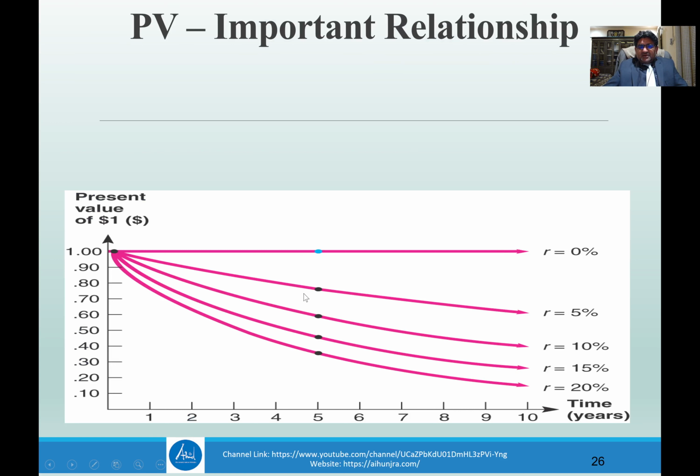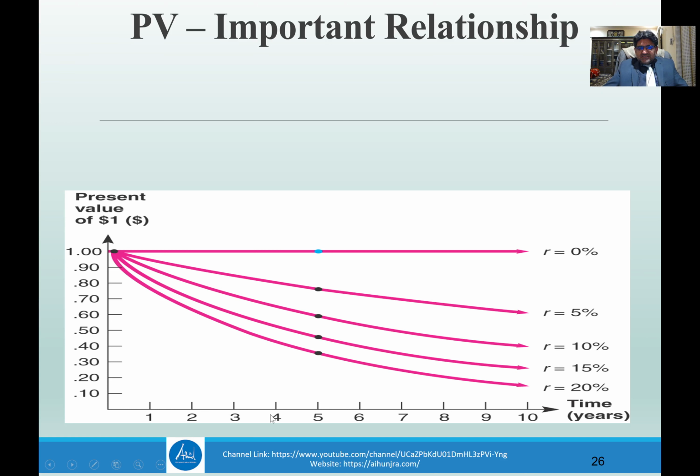If interest is 0, so 1 is the value. As interest is increased, the present value will be decreased. If interest is increased more, the present value is also decreased more. The higher the interest rate, the lower the present value.